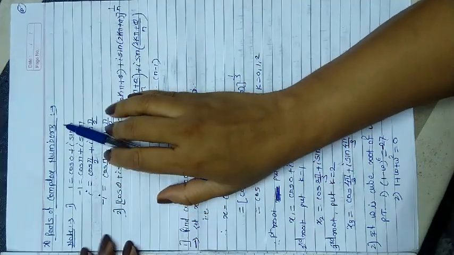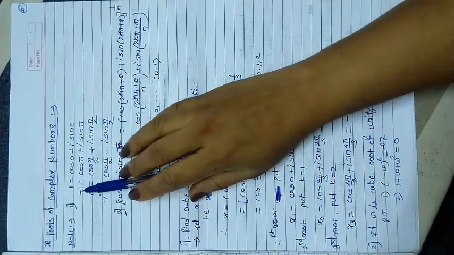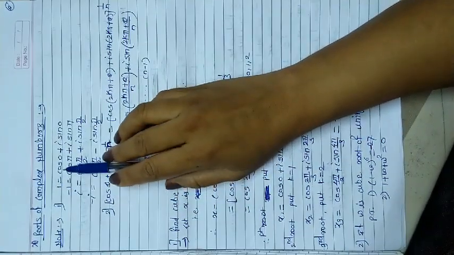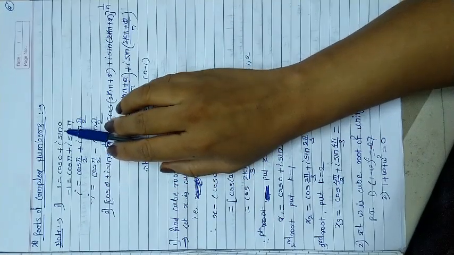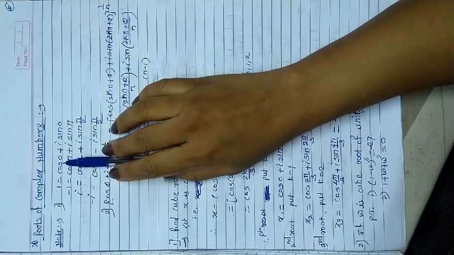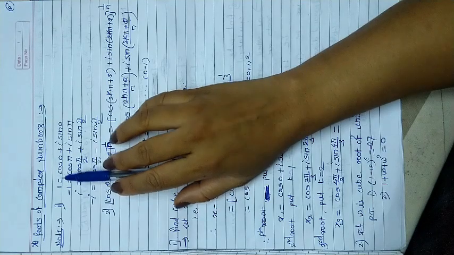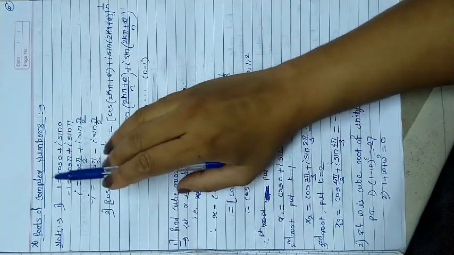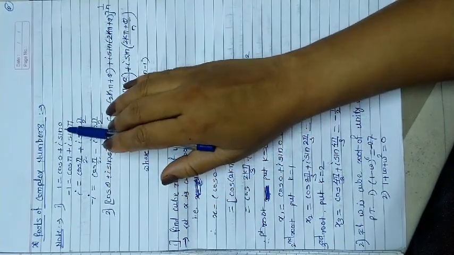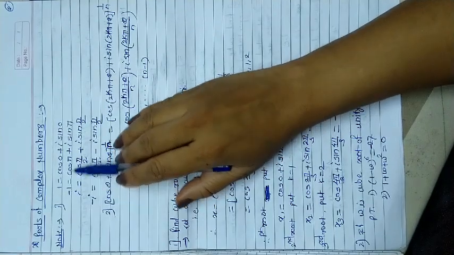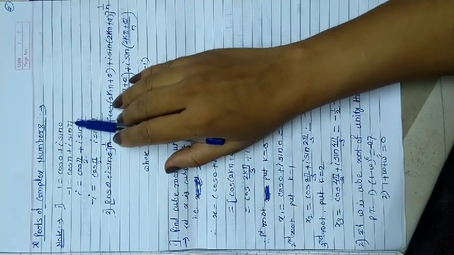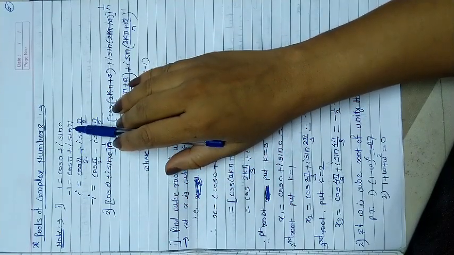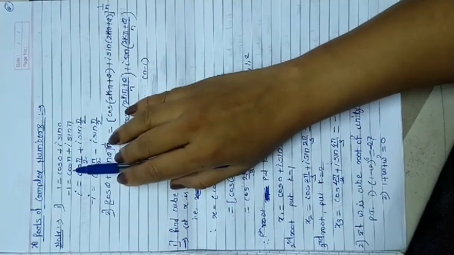Roots of the complex numbers. Okay, consider the notes. 1 is equal to cos 0 plus i sin 0. We know sin 0 is 0, cos 0 is 1. Therefore, in some examples we need these identities, that is 1 is equal to cos 0 plus i sin 0. Minus 1 is equal to cos pi plus i sin pi, as sin pi, we know sin 180 degrees is 0, cos pi is minus 1.